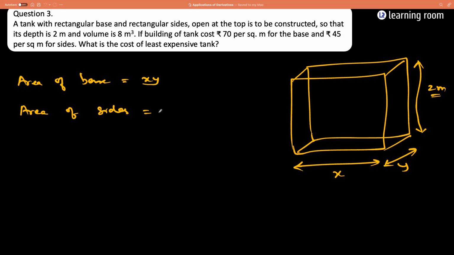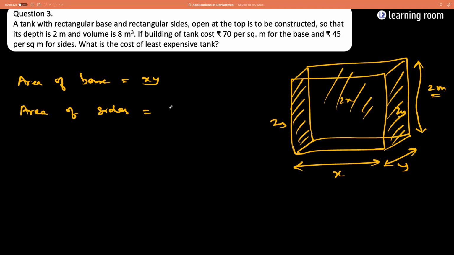How will you get 2xy? So observe, this area is 2y. This area is 2y. The backside area is going to be 2x. And the front area is going to be 2x. So how much will it be? Is it not 4x plus 4y? Is it not 4 into x plus y?